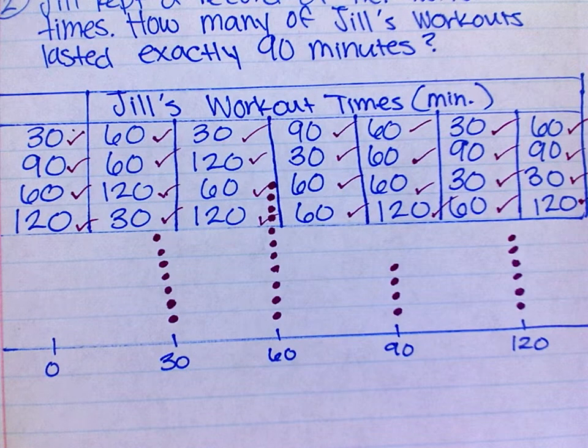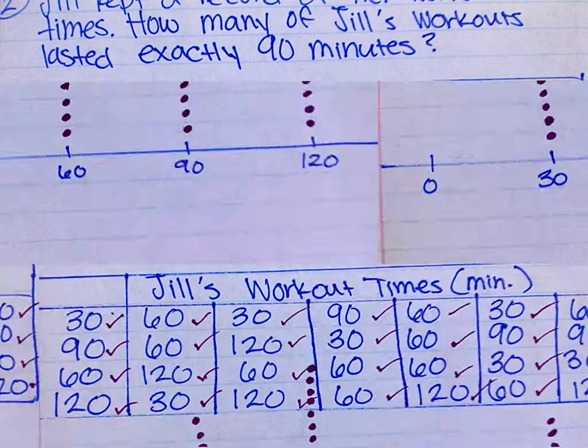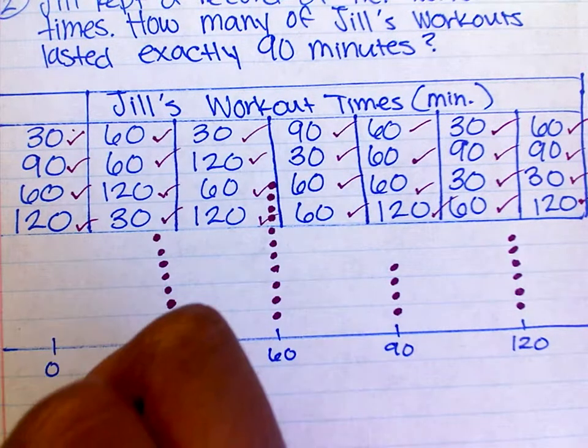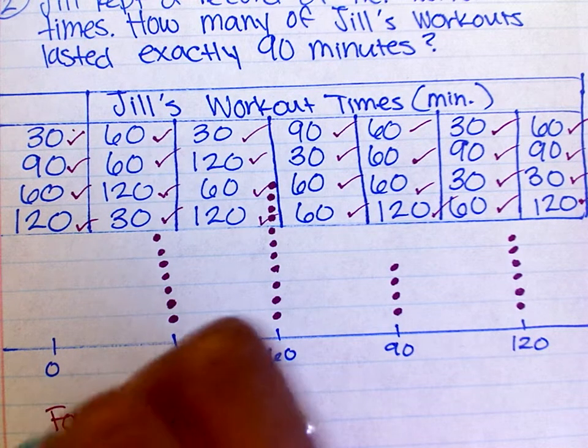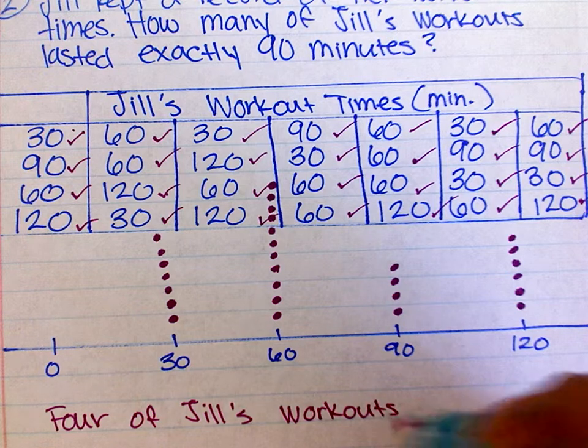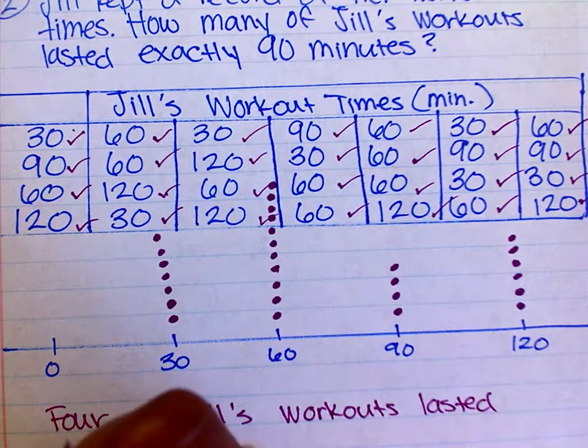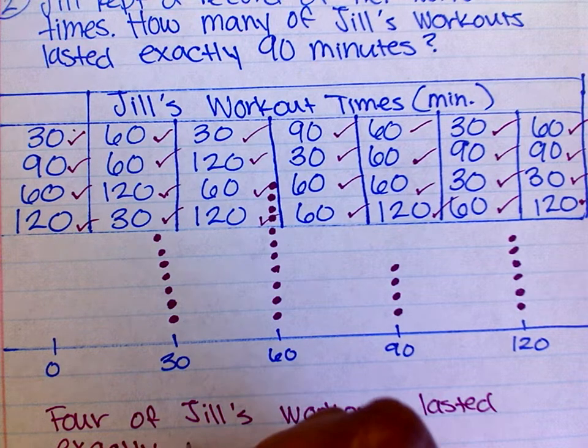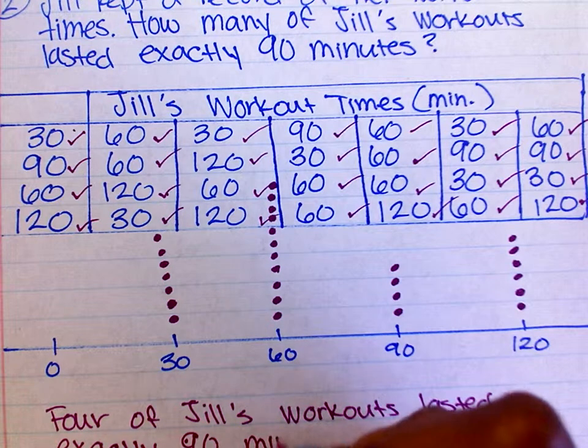You have the graph, you make the number line with the dot plot. All we have to do now, we're just about finished, all we have to do is answer the question. So now that we have this, let's answer the question. It says, how many of Jill's workouts lasted exactly 90 minutes? So how frequent did she work out for 90 minutes, James? 4. Very good, I love how you answered the complete sentence. So I'm going to say 4 of Jill's workouts lasted exactly 90 minutes. Done.